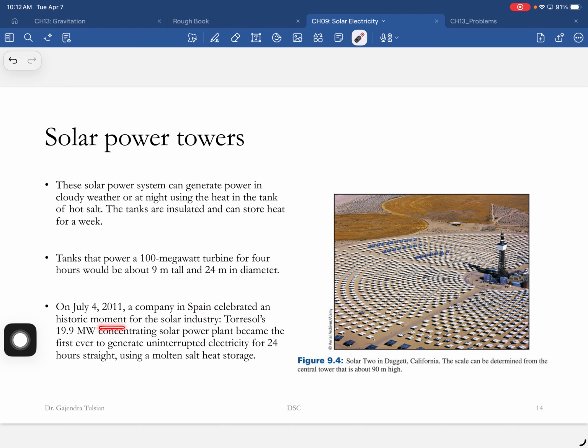So concentrating solar is the most expensive of the renewable sources. Onshore wind is the cheapest. Okay, and then photovoltaic, they're neck and neck. Offshore wind is a little more expensive.